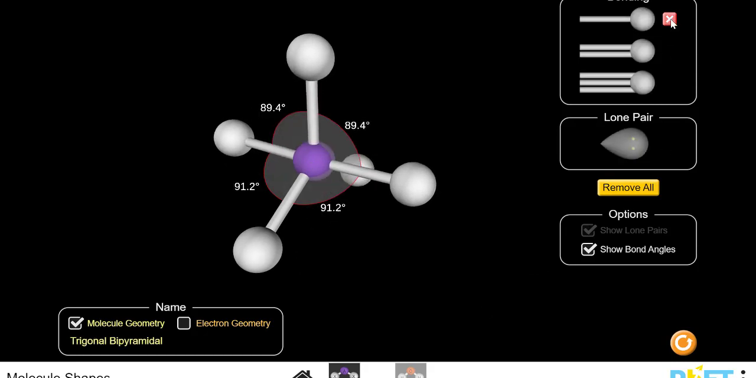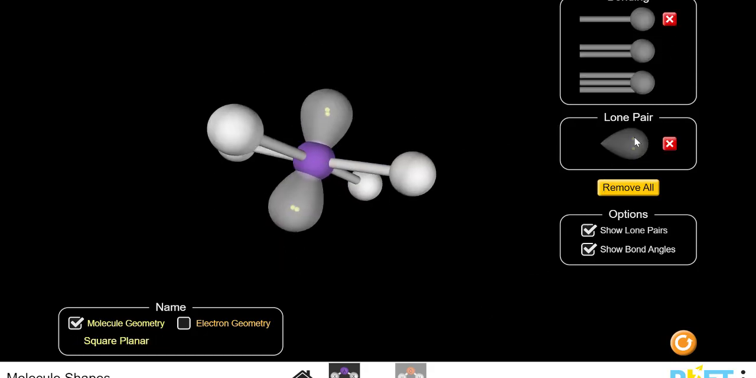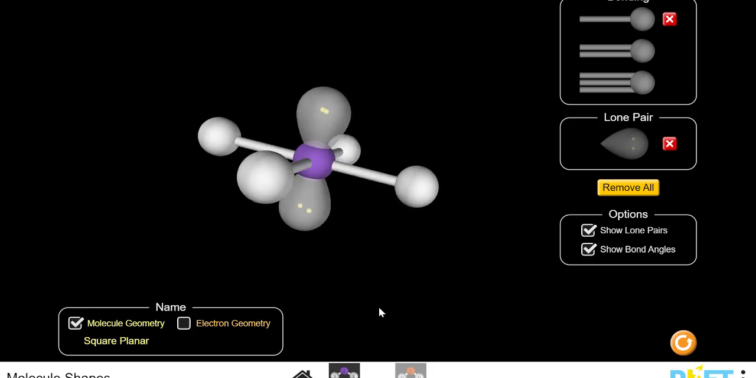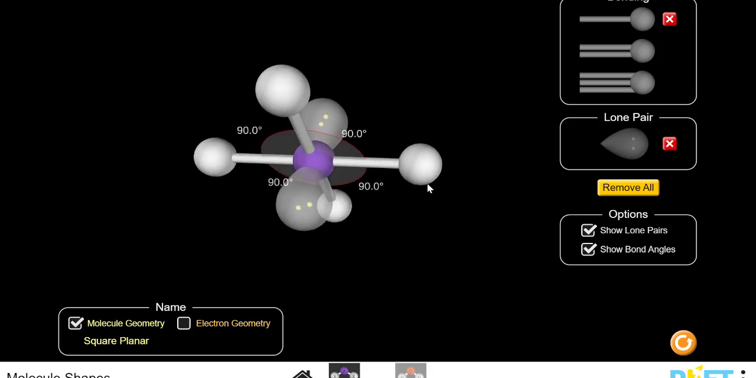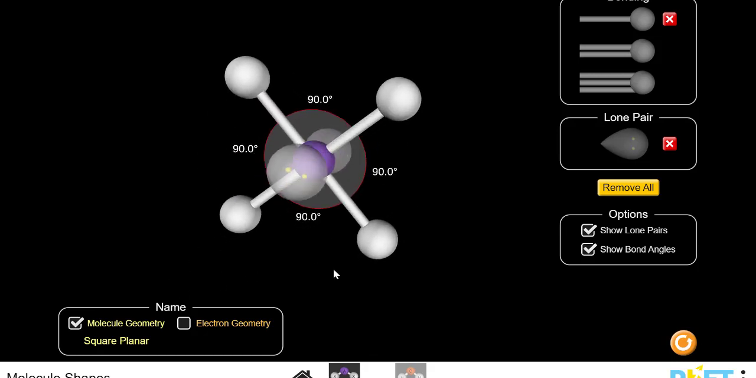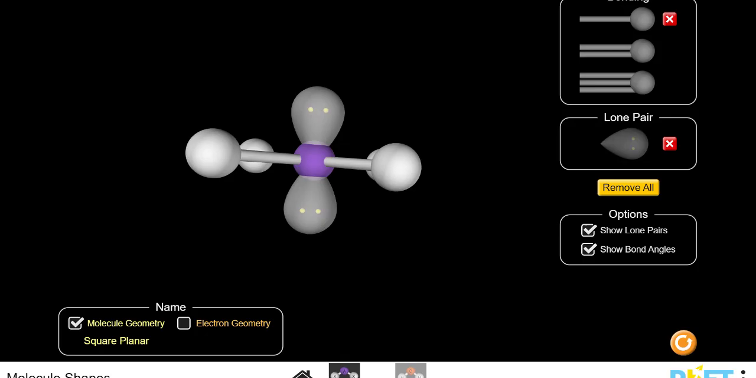Let's get rid of that. Let's tack 2 of these on here. Now we've got that square planar arrangement that we talked about at the end. So I think it's really helpful for you to practice and visualize with these things. So I'd play around with this as much as you can.